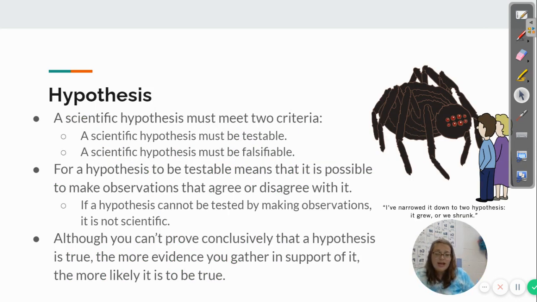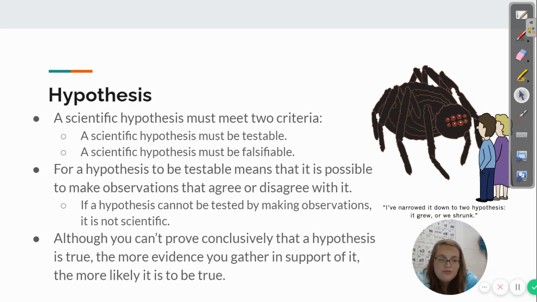So now we're going to write a hypothesis based on this experiment. A scientific hypothesis has to meet 2 criteria. It has to be testable. It's got to be something that we can test and observe those tests, and it's going to be falsifiable, which means we have to be able to say that this hypothesis is incorrect or this hypothesis is correct.